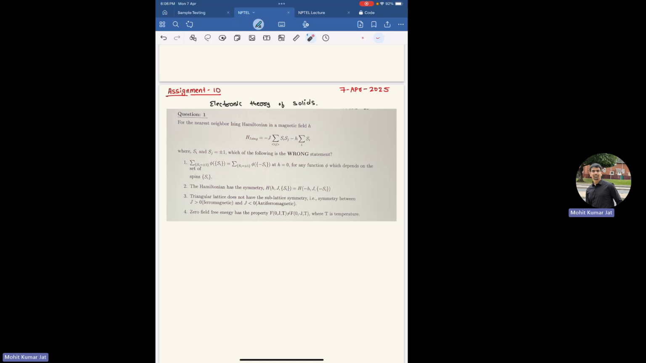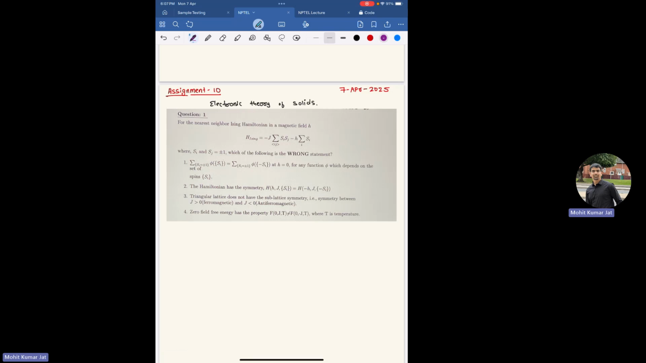Where Si and Sj can take values plus minus 1, which of the following is the wrong statement? So four statements are given, 1, 2, 3 and 4, out of which we have to figure out which of them is wrong and which of these are right. Based on this, this question will be addressed.